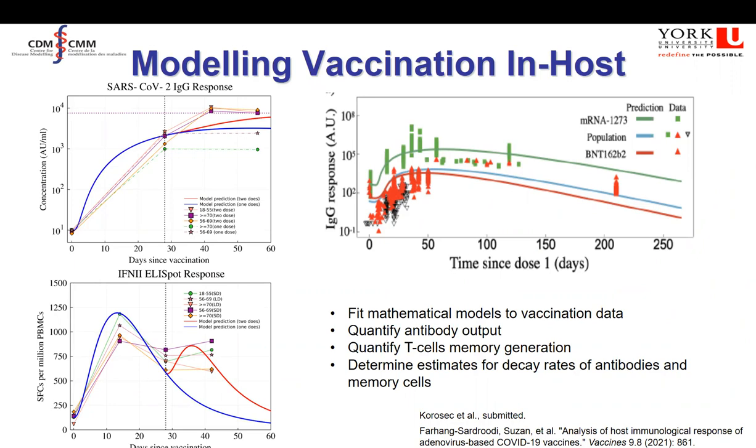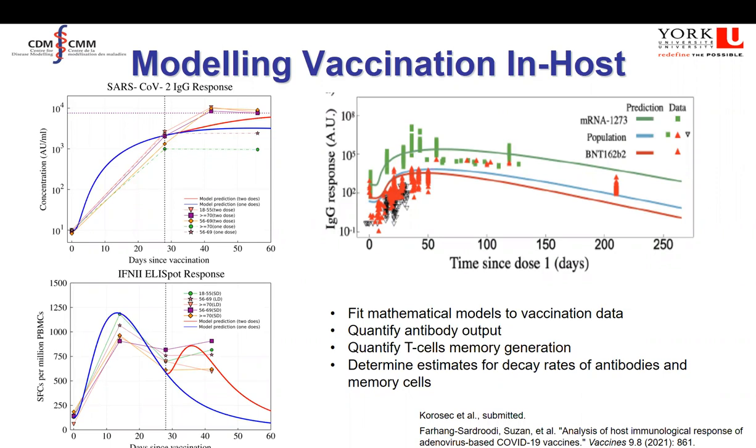And so we fit the mathematical model to one dose, and that's the blue curves here. And then we fit the mathematical model also to two doses, and you can see the red is the second dose. And we look at what our parameter values are and how they may be different for different age groups. Okay, but I'm just showing one fit here.